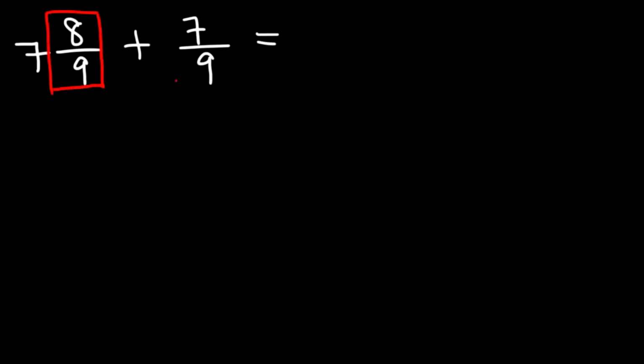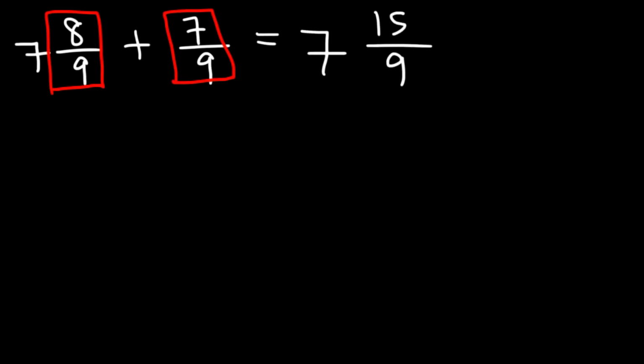Now let's try this one. 7 and 8 over 9 plus 7 over 9. Go ahead and try that example. So let's begin by adding 8 over 9 with 7 over 9. 8 plus 7 is 15. So once again, we have an improper fraction. So let's rewrite this as 7 plus 15 over 9.